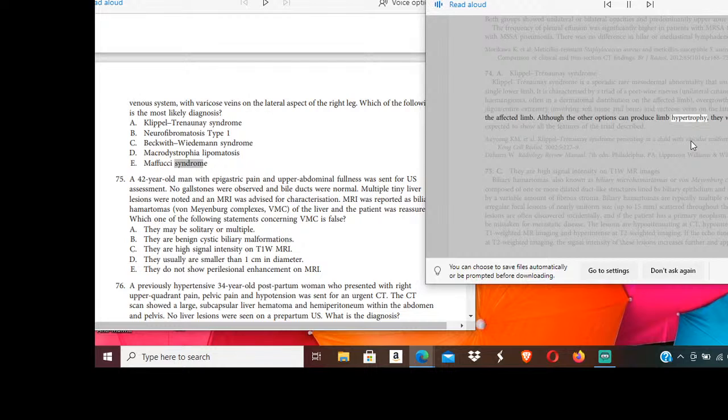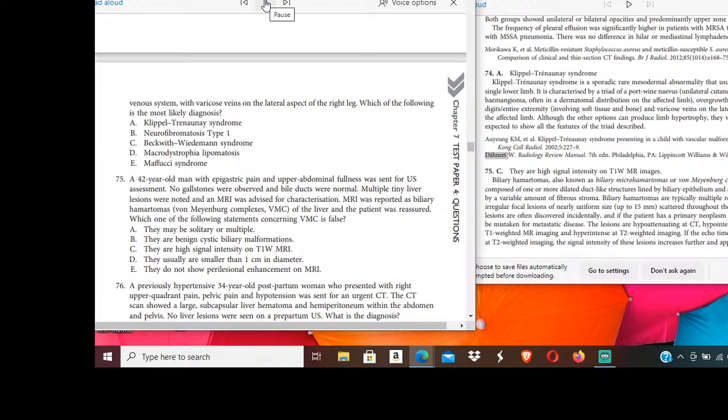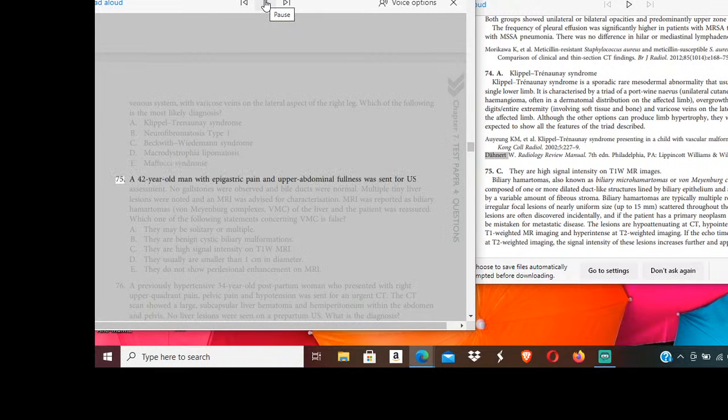Although the other options can produce limb hypertrophy, they would not be expected to show all the features of the triad described. Oyong KM, et al. Klippel-Trenaunay syndrome presenting in a child with vascular malformation. J Hong Kong Coll Radiol 2002; 5:227-9.